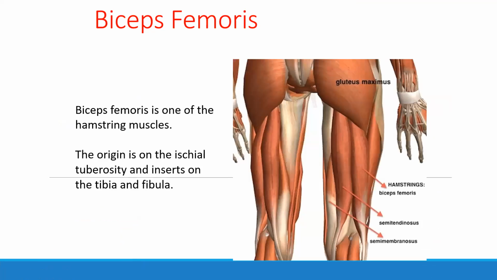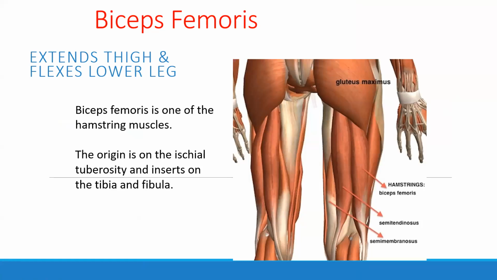These are the hamstrings. And just like we looked at the rectus femoris, we use the biceps femoris as an example. The hamstrings will extend the thigh. Remember, the quads flex the thigh. The hamstrings extend the thigh and flex the lower leg. They bend the lower leg. The quads extend the lower leg. So their actions are just the opposite of each other.